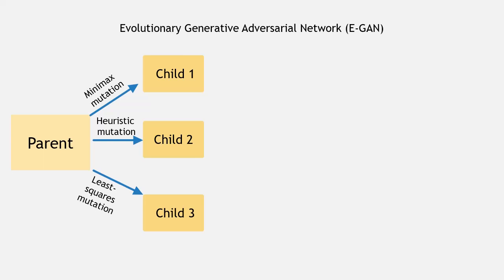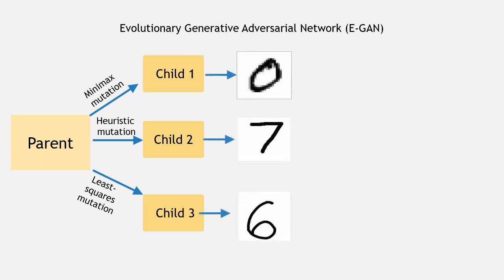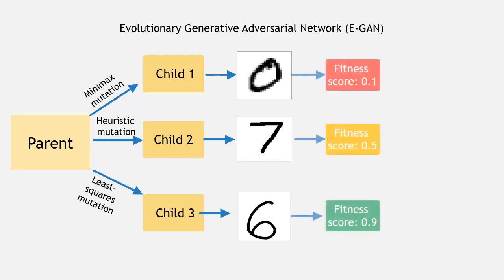Then, each child generates a batch of images. The discriminator then calculates the fitness of each child, the fitness being a quantitative measure of how good-looking and diverse the images are. The fittest children move on to be the parents in the next generation. Through this evolutionary process, the model ensures it obtains better generators in each generation.